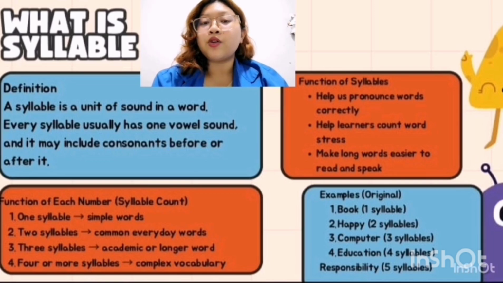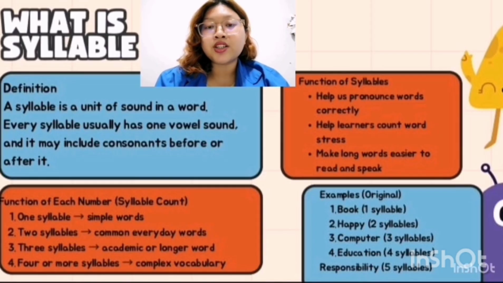For example, book is one syllable, happy is two syllables, computer is three syllables, education is four syllables, and responsibility is five syllables.